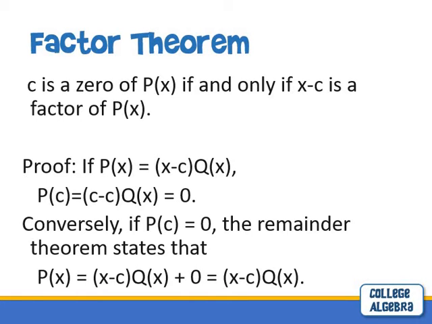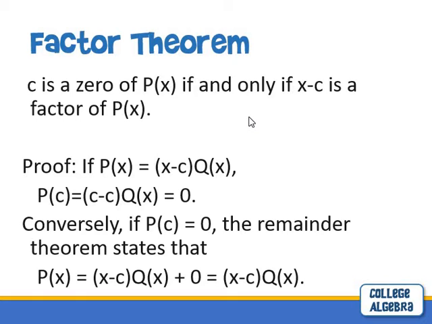So next we have this thing called the factor theorem, which I think intuitively we all know already, right? Look at it. I think this makes a lot of sense here. c is a zero of p of x if and only if x minus c is a factor of the polynomial, right? That's how we find the zeros sometimes. We factor our polynomials, set it equal to 0, and find the zeros that way.